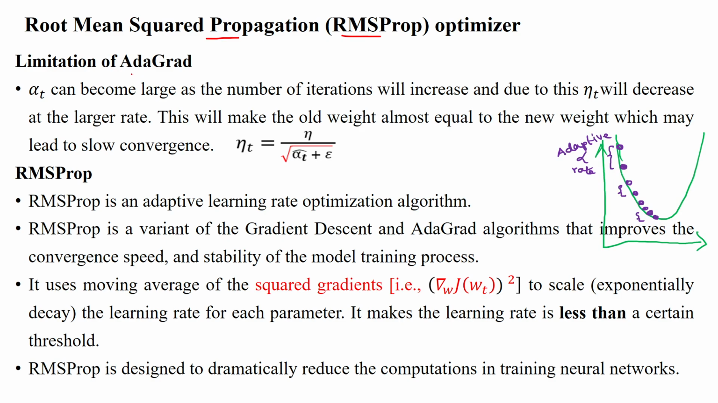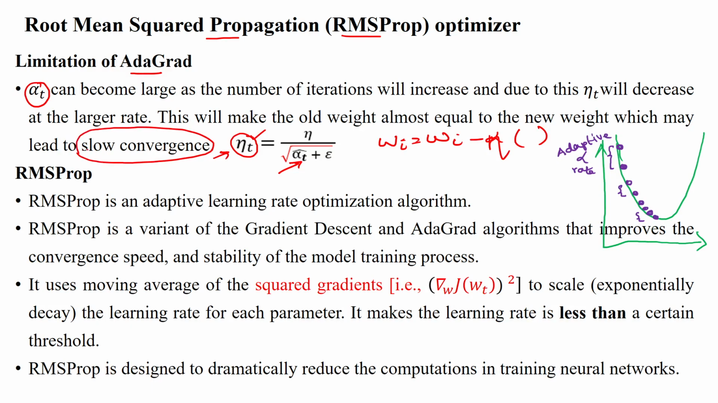The limitation of AdaGrad is that the accumulated term alpha t, the different learning rate at every iteration for each and every parameter, becomes large, which makes eta t, the learning rate, become low. When the learning rate becomes low, we get small updates in the weight parameter update process. So it leads to an increase in the number of iterations needed to reach the convergence point, and the convergence process becomes slow.